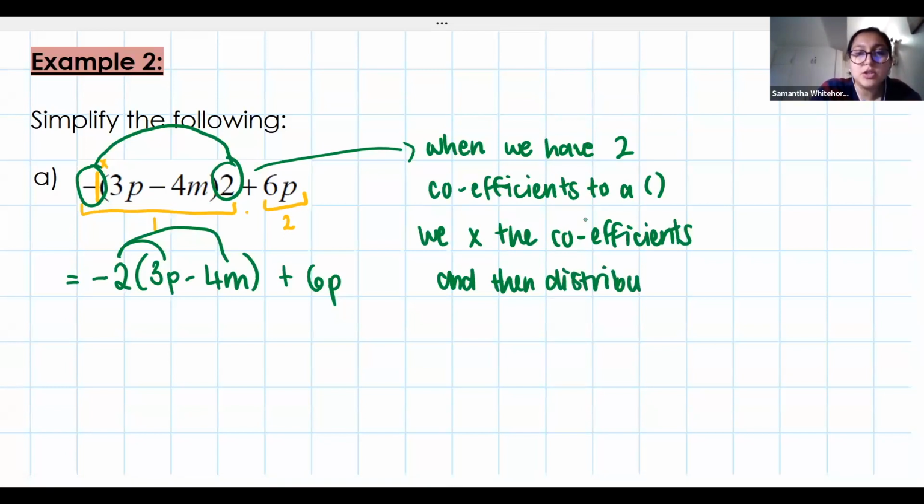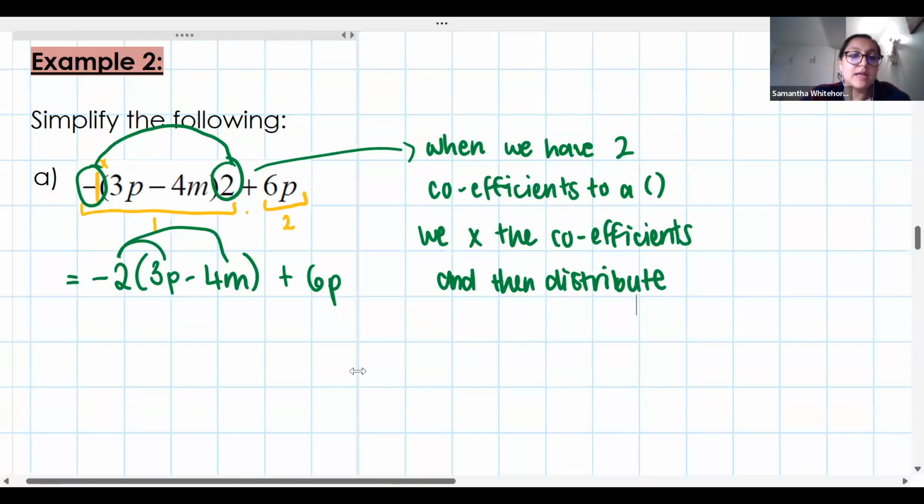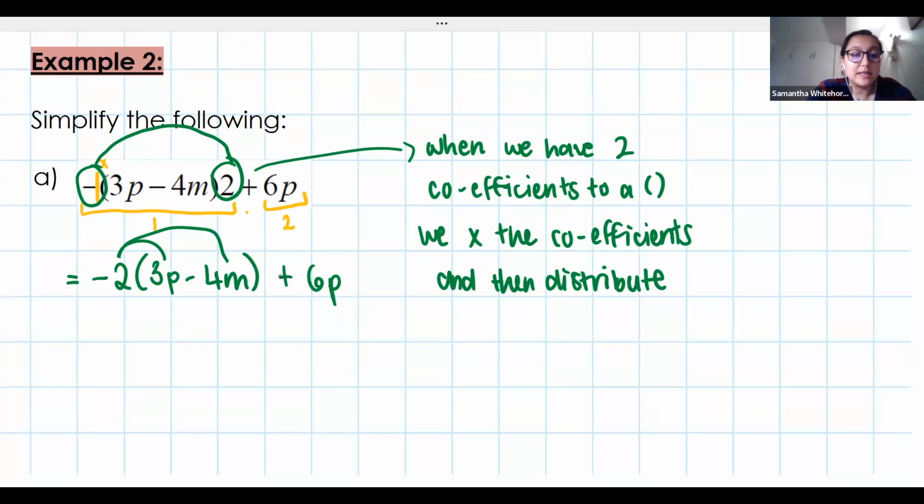Right, it's not a must. You don't have to do it like this, but it does make life easier because now you're not doing 2 sets of distribution. You're only doing the distribution once. Okay, what that means is that now we can see exactly how we need to simplify our terms. So we're going to distribute.